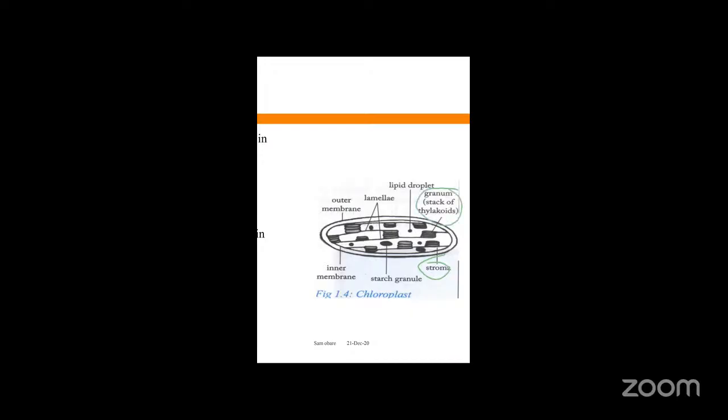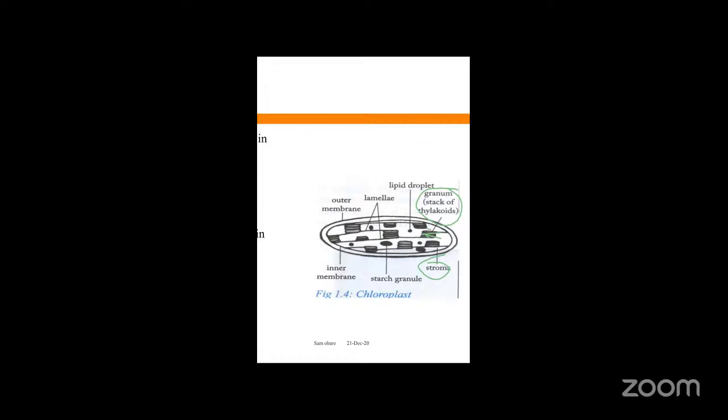If you look at the diagram, it looks like layers of stacked structures. You can even see it written, stack of thylakoids. Now the granum is very special because it contains chlorophyll. It is not the entire chloroplast that contains chlorophyll. It is the granum.